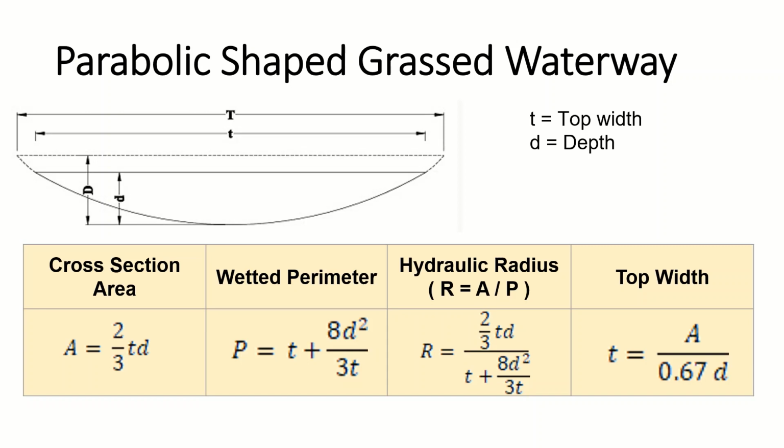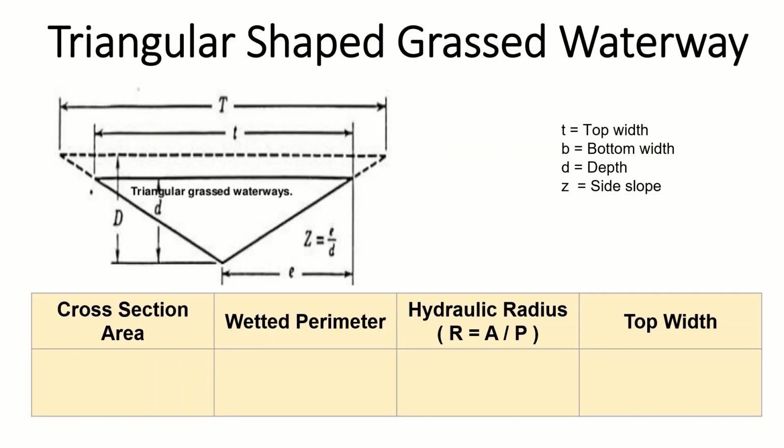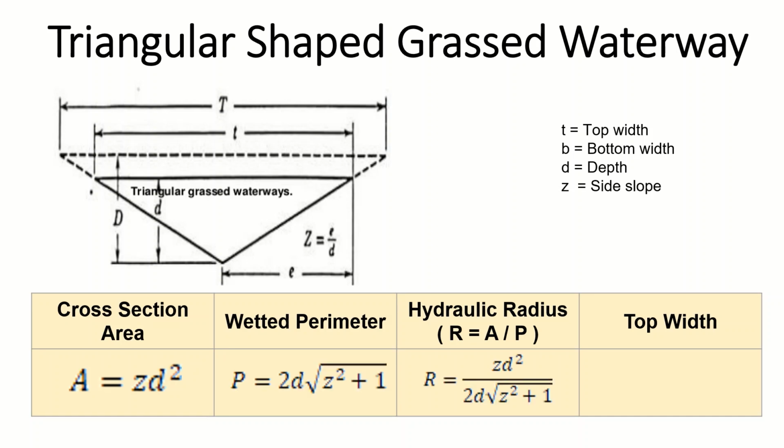Top width can be calculated using this equation: T is equal to A divided by 0.67D. So it is quite simple for a triangular shaped grass waterway. A is equal to Z D square, where Z is the side slope and D is the depth. Wetted perimeter is 2D root Z square plus 1.